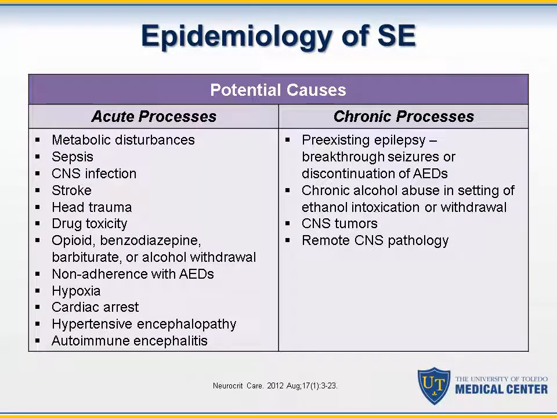Listed here are some potential causes associated with the development of SE. Some acute processes include metabolic disturbances such as electrolyte abnormalities, hypoglycemia, and renal failure, CNS infections including meningitis and encephalitis, stroke, head trauma, drug toxicity, drug withdrawal, non-adherence with AEDs, hypoxia, to name a few, and then chronic processes such as pre-existing epilepsy, chronic alcohol abuse in the setting of ethanol intoxication or withdrawal, CNS tumors, and then remote CNS pathology such as a previous traumatic brain injury, stroke, abscess, or cortical dysplasia.